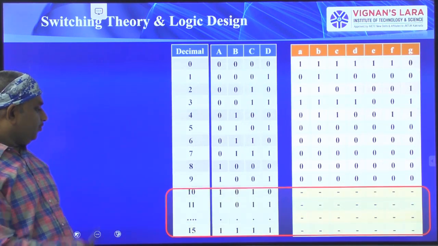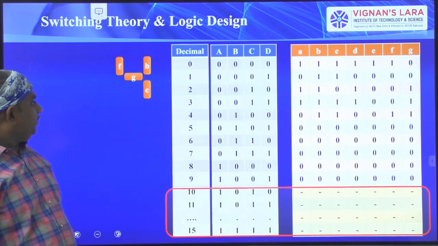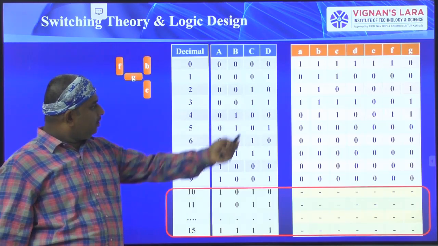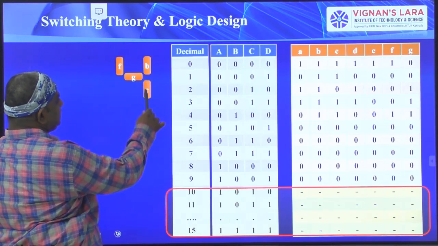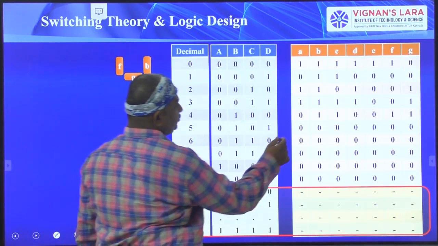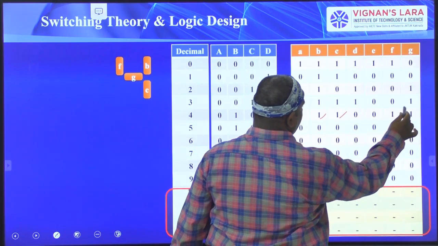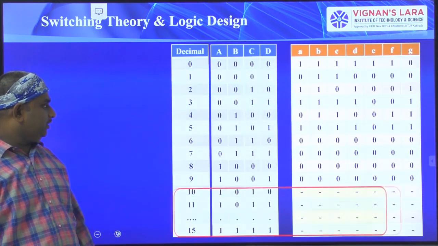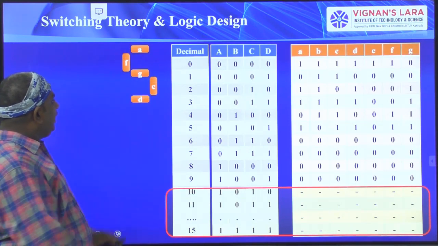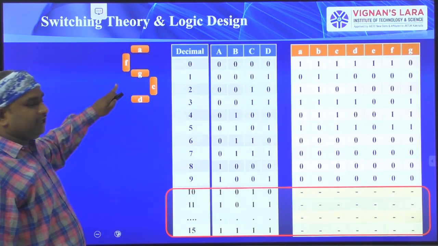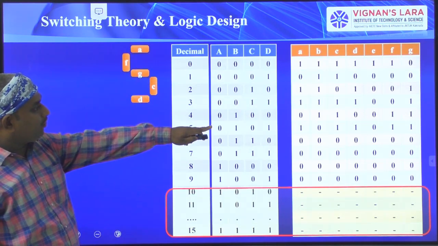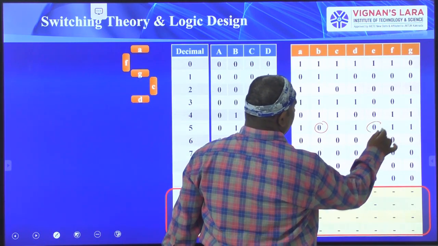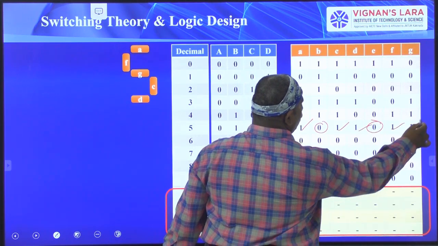Next, coming to 4. Here 4 is 0100. Here B, C, F, G. These 4 LEDs are going to be on, the remaining are in the off situation. For 5 also, here there is no B, there is no E. So B, E you have to keep as 0, and the remaining are all 1. So B and E we are keeping off, and the remaining are all 1.